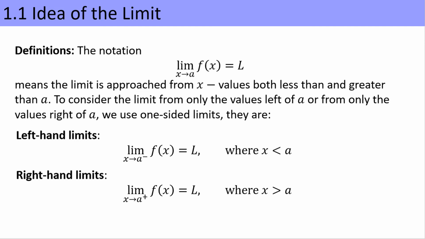They are left-hand limits. The limit as x approaches a from the left of f of x equals L, where x is less than a. The notation a superscript minus is read left of a. Right-hand limits. The limit as x approaches a from the right of f of x equals L, where x is greater than a. The notation a superscript plus is read right of a.